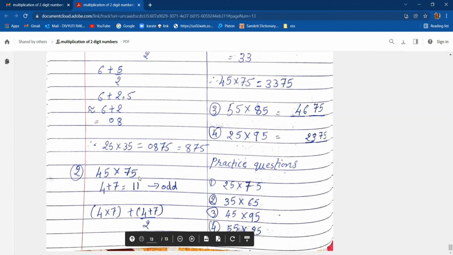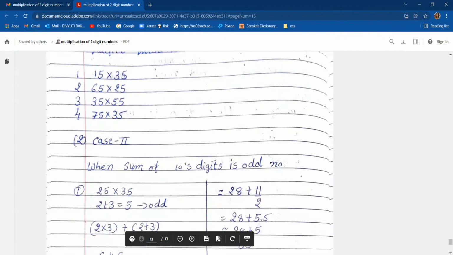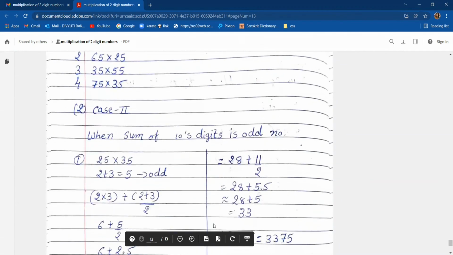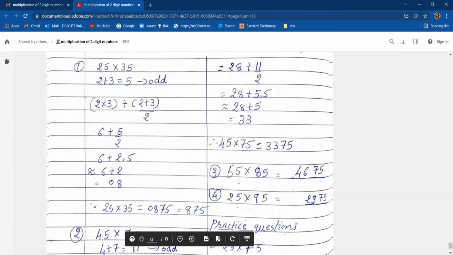Now second, 45 into 75. So what we will do, 7 plus 4 is 11, which is odd. So the last two digits will be 75. Now 11 by 2, when we do it, we get 5.5. Out of that we will consider only 5. And the product of 7 and 4 will be 28. 28 plus 5 we will get 33. So the answer is 3375. Okay, understood? Okay, so now let's move on to the next question.